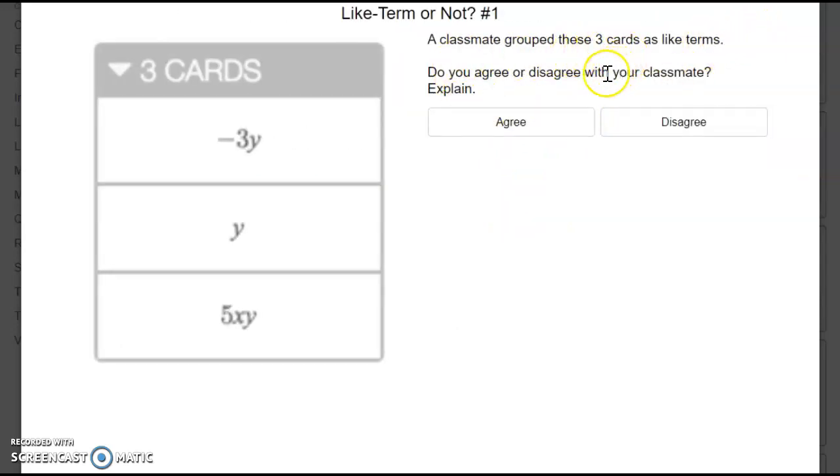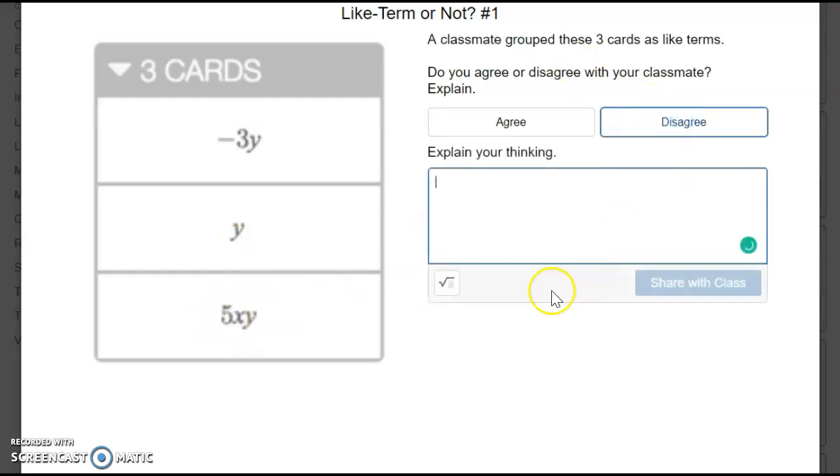A classmate grouped these 3 cards as like terms. Do you agree or disagree with your classmate? Explain. Well, when I look at this, the y's are yo-yos. Okay, but the xy is a special type of yo-yo, isn't it? Like it's a xylophone yo-yo. That's a special type. I cannot combine the xylophone yo-yos with just plain old yo-yos. So I need to keep them apart. And so I disagree because the 5xy's are different. They're not like terms with the y's. So that will be my explanation.